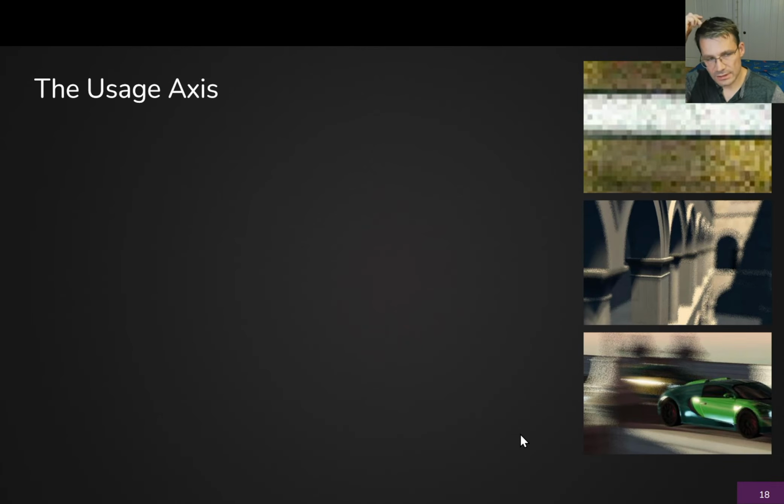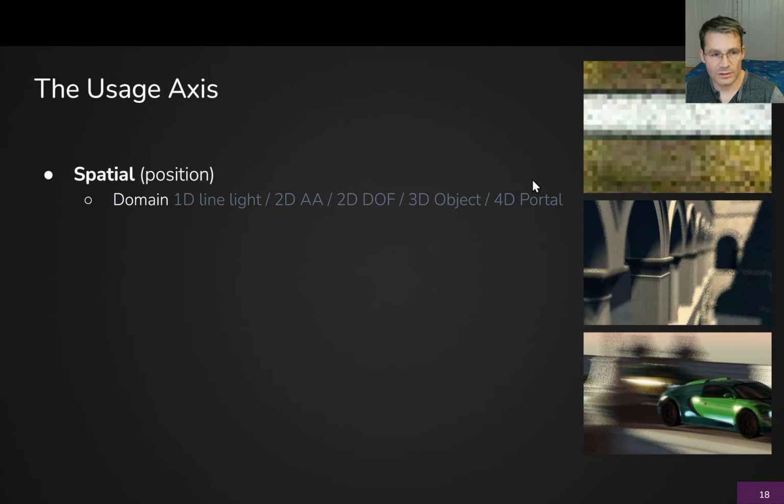So summarizing a lot of those papers before, I noticed there's a usage axis. One is the position, a spatial axis. You have multiple dimensions depending on application. You can have, for example, a 1D domain, like a line light. You can have a 2D domain, that was the anti-aliasing, or 2D could also be depth of field. When you look at the bokeh shape, it's a 2D shape. So you can distort your image. You can see on the right here how depth of field could be stochastically solved as well.